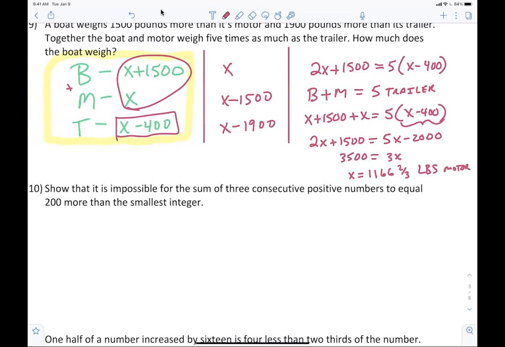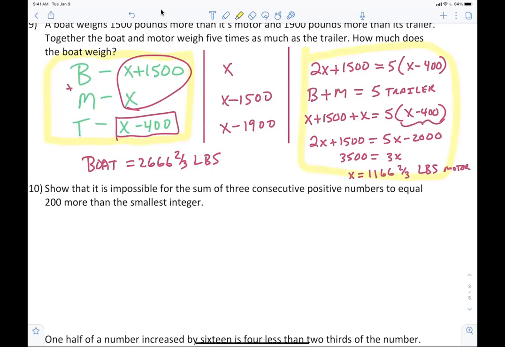Now, we don't care about anything but the what? The boat, right? So what do I have to do to figure out what the boat weighs? That plus 1,500. So what is that plus 1,500? 1,166 and 2/3 plus 1,500. What is that? That's what I'm asking. 2,666 and 2/3 pounds. And if you put on your test 0.67, I don't care. If you put 0.6 repeating, I don't care. This is the main thing: I don't care about the answers as much as I care about the explanation.